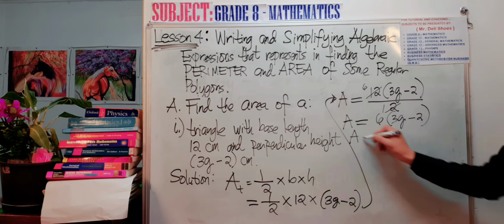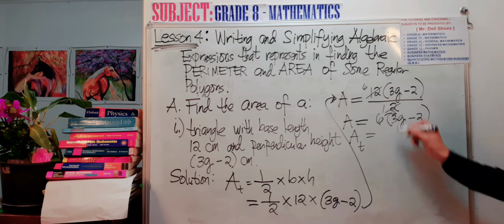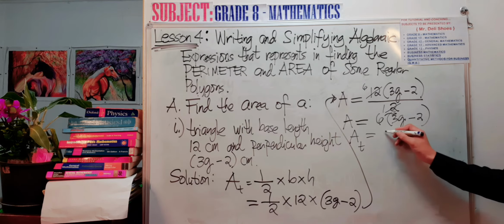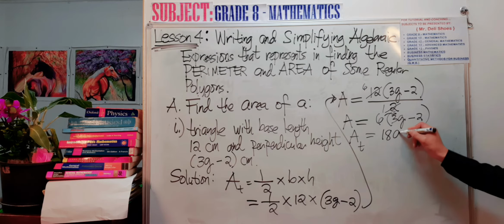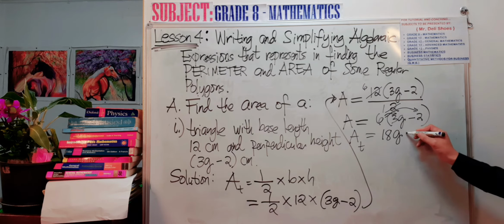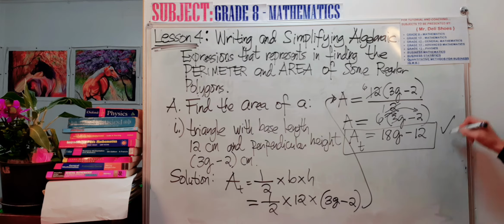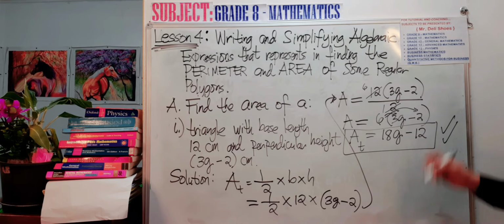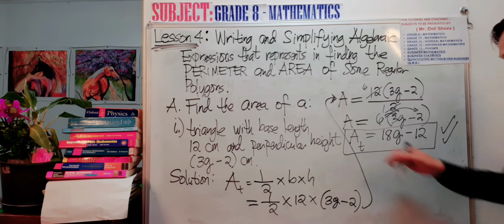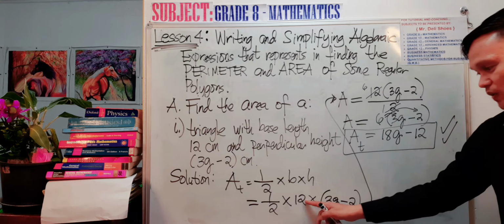So our area of the triangle is now 6 times 3g. 6 times 3 is 18g. And then 6 times negative 2 is negative 12. This is now our expression for the area of the triangle: 18g minus 12. So the 1 here is no longer needed because 1 times 12 is 12.